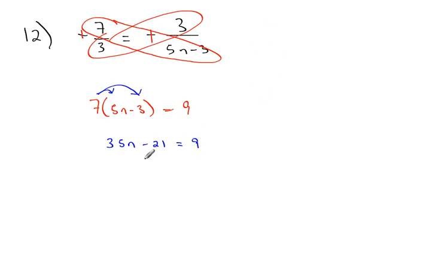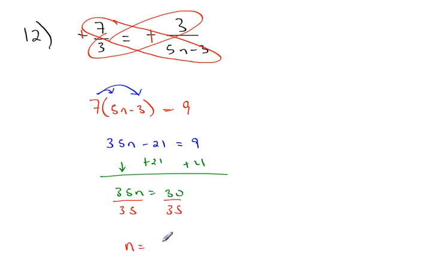I want to get rid of my negative 21 by adding 21 to both sides. Bringing down my 35n. 35n equals 9 and 21 is 30. I don't want 35n. I'm going to divide by the coefficient, 35. n equals 30 over 35. Or in simplest form, I could divide both of these by 5 and get 6 over 7.